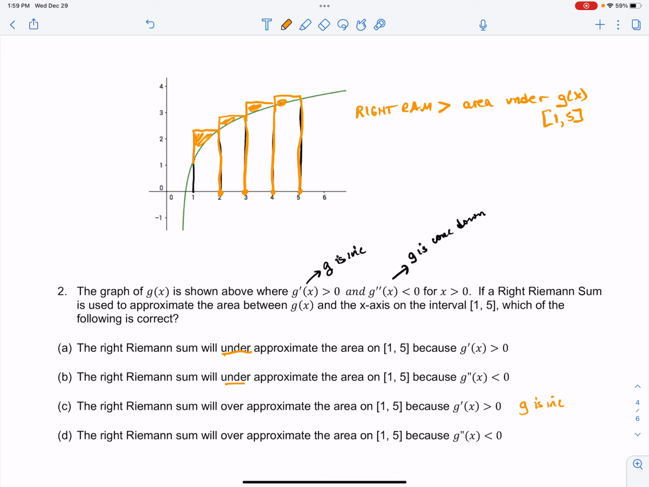Or the right sum will be an over approximation of the area from 1 to 5 because g is concave down. Well, which one do you think is a more powerful argument? When g is increasing, must right RAM always be an over approximation? Or when g is concave down, must right RAM be an over approximation?